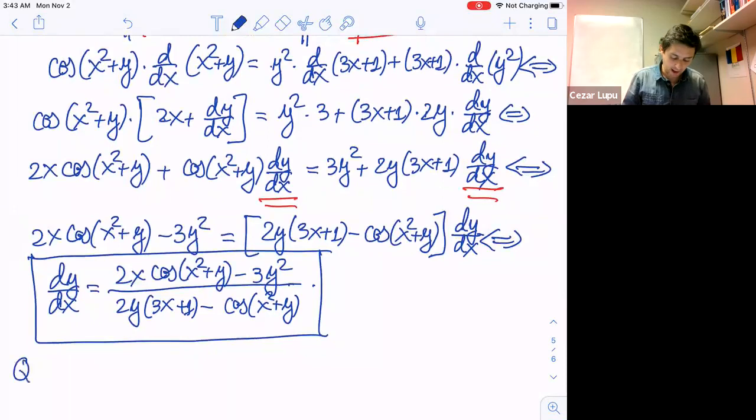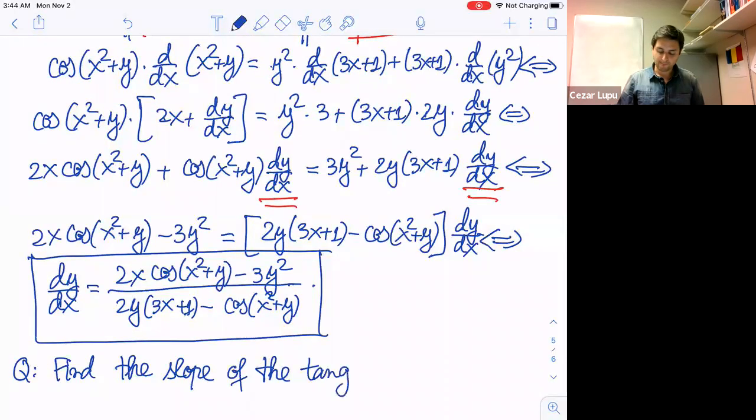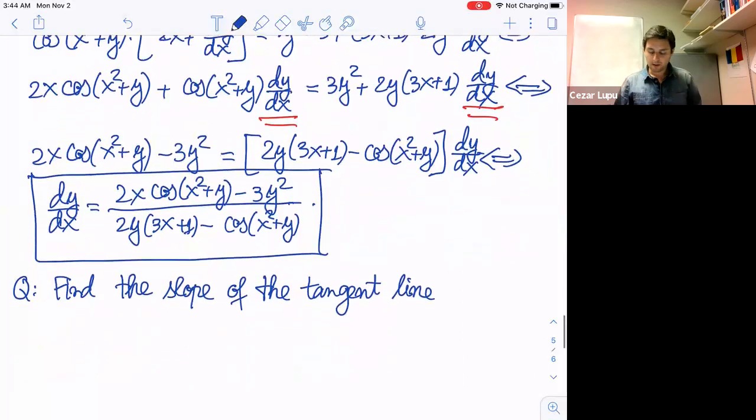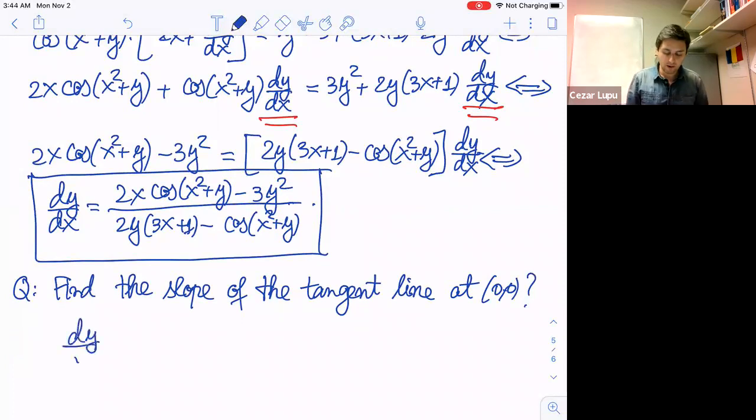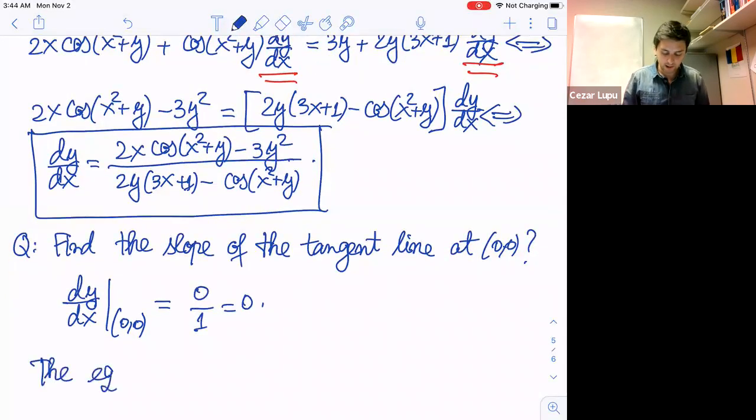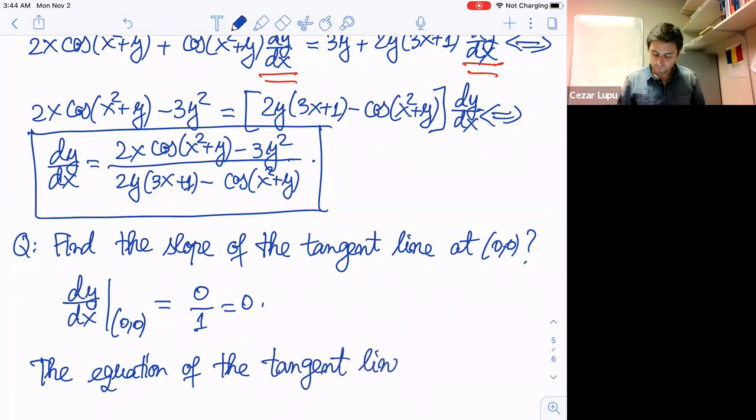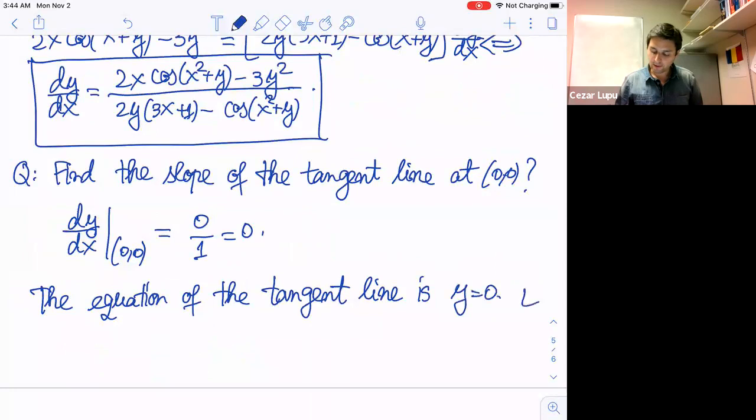Now I could ask you a question. In fact, let's ask this question. Find the slope of the tangent line at 0, 0. And now basically the slope of the tangent line is nothing else than dy over dx evaluated at 0, 0. If you plug it in, this would be 0 over 1, which is 0. So the equation of the tangent line is y equals 0. And that's it.